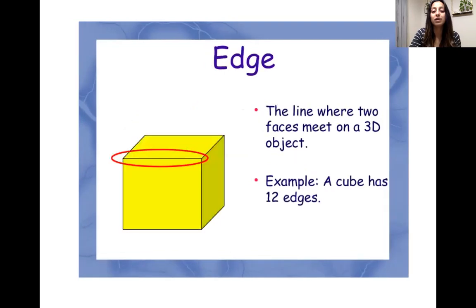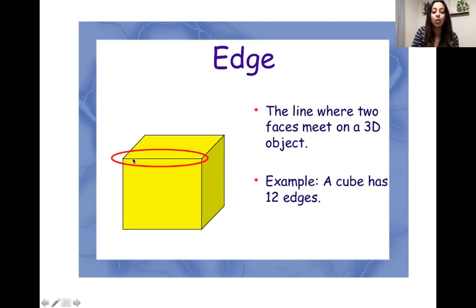3D shapes also have edges. Edges are the line where 2 faces meet together on a 3D object. A cube has 12 edges. Let's count them. And remember, there are some edges that we can't see from the front because they're in the back, but we know they're there and have to remember to count them.